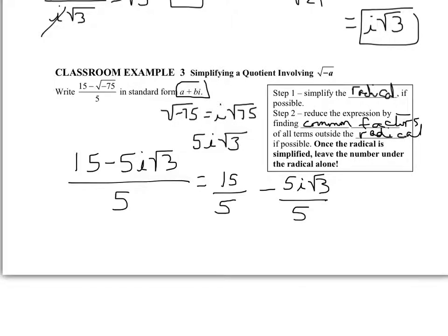And now when I reduce down, 5 would go into 15 3 times. It won't always reduce to be a whole number, but this one did. And then my imaginary part, I have a 5 on bottom and a 5 in the numerator. That's going to reduce down to be i square root of 3, and that gives me 3 minus i square root of 3 when I simplify.